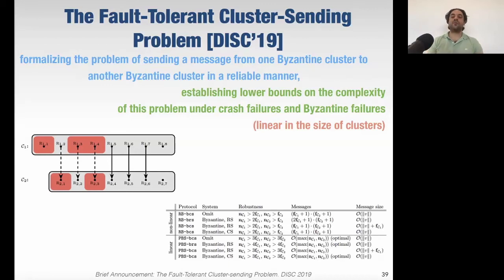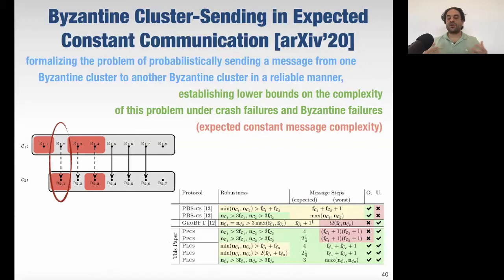But in the last few months, we asked, can we do better? And in doing so, we really started looking at probabilistics. So can we do a probabilistic cluster sending problem? The aim is, can we push the lower bound results from quadratic for consensus, to linear for CSP, the cluster sending problem? And now can we do constant time on the average case?